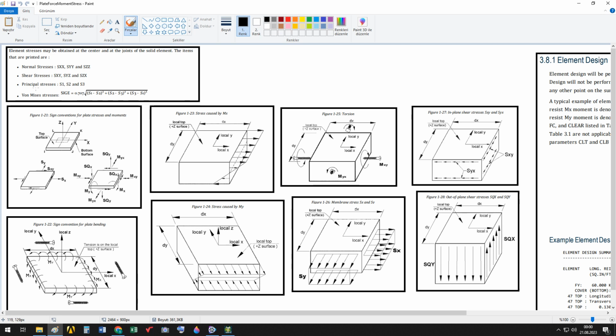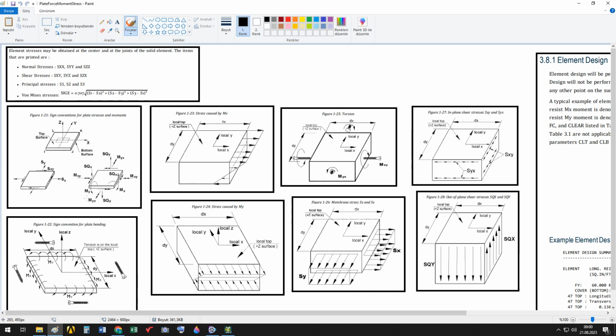Let's look here now, at the current moment. Forget this here. Let's come here. Now sign conventions for plate stresses and moments, top surface and bottom surface. Now we have SX, SY, SXY forces. These are forces. And those forces are membrane forces.